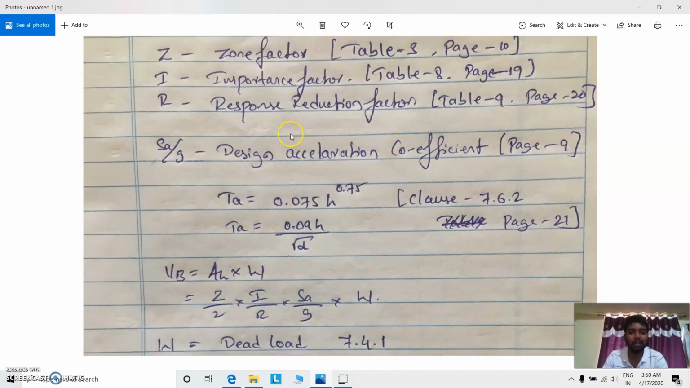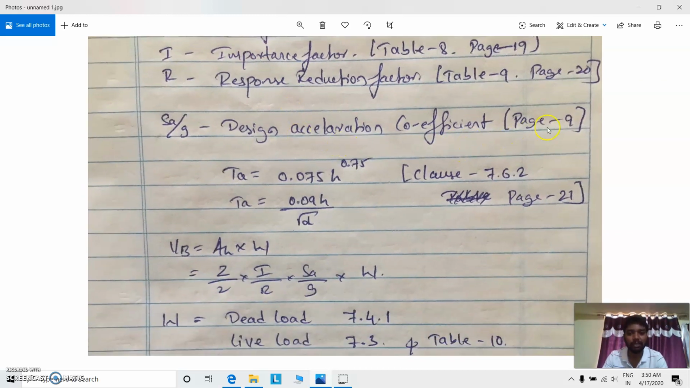SA by G is the design acceleration coefficient that is given in page number 9. To consider the value of SA by G, that is the design acceleration coefficient, we need to know the time period of the particular earthquake. For that, to compute the time period, we need TA equal to 0.075 h to the power 0.75. Here h is the total height of the building.